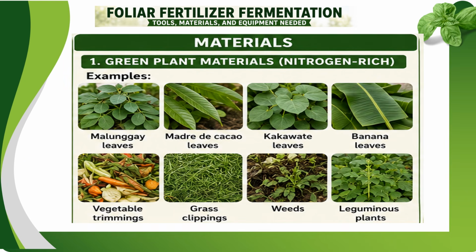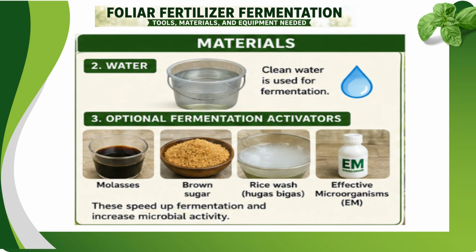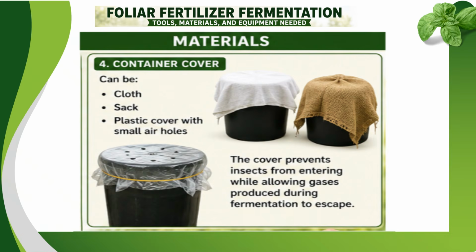Materials needed to make foliar fertilizer. 1. Green plant materials, nitrogen-rich, like malunggay leaves, madre de cacao leaves, banana leaves, vegetable trimmings, grass clippings, weeds, leguminous plants. 2. Water. Clean water is used for fermentation. 3. Optional fermentation activators like molasses, brown sugar, rice wash, and effective microorganisms, EM. 4. Container cover. It can be cloth, sack, or plastic cover with small air holes. The cover prevents insects from entering while allowing gases produced during fermentation to escape.